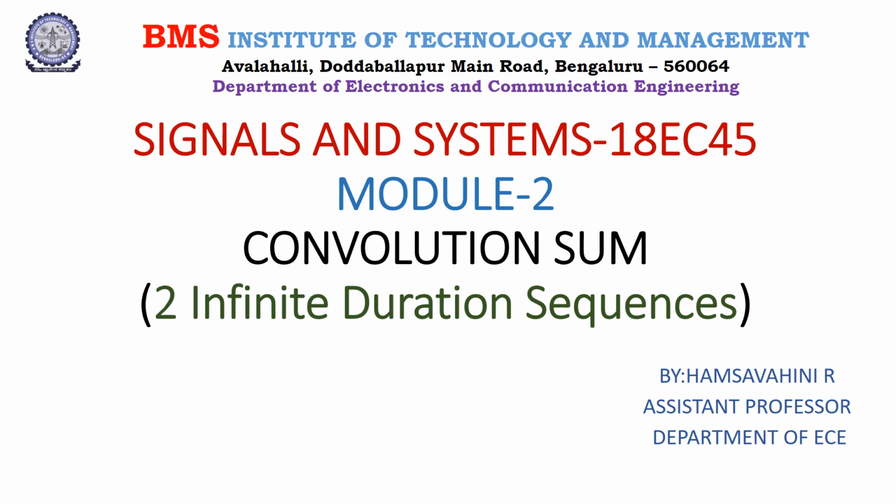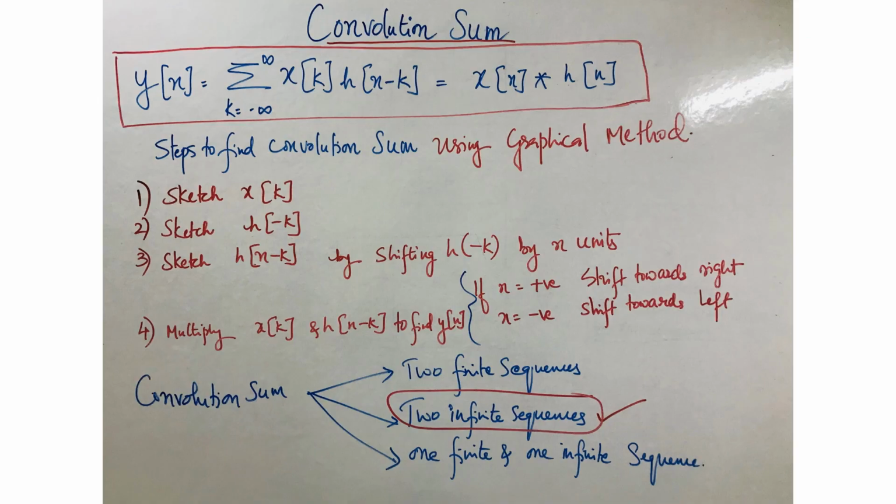Dear students, today I am going to teach you how to find the convolution sum between two discrete time signals, that is x of n and h of n. In the previous class, we learned that the convolution sum y of n is represented as summation k equal to minus infinity to plus infinity x of k into h of n minus k.